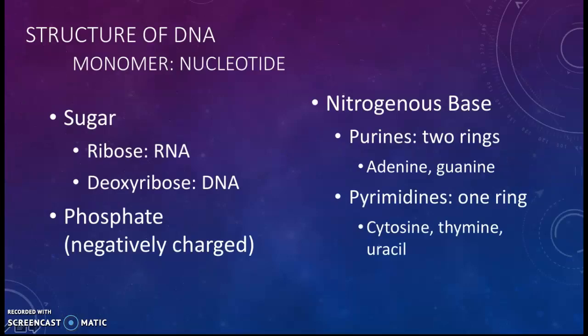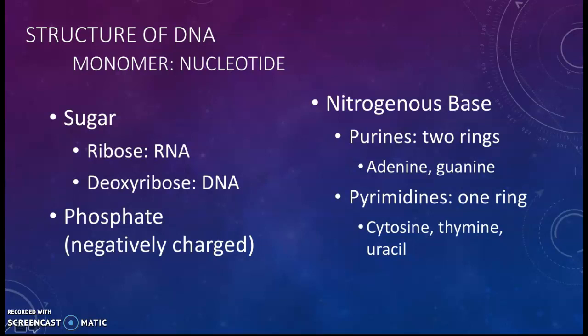First and foremost, remember that DNA, RNA, and ATP are all nucleic acids. Nucleic acids are one of the four major macromolecules. The other three are proteins, lipids, and carbohydrates. All of these macromolecules are polymers. All polymers are made of individual monomers that are linked together.